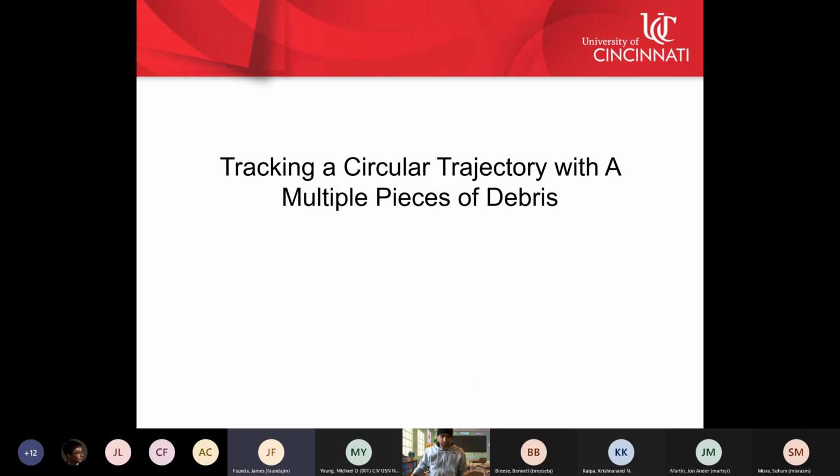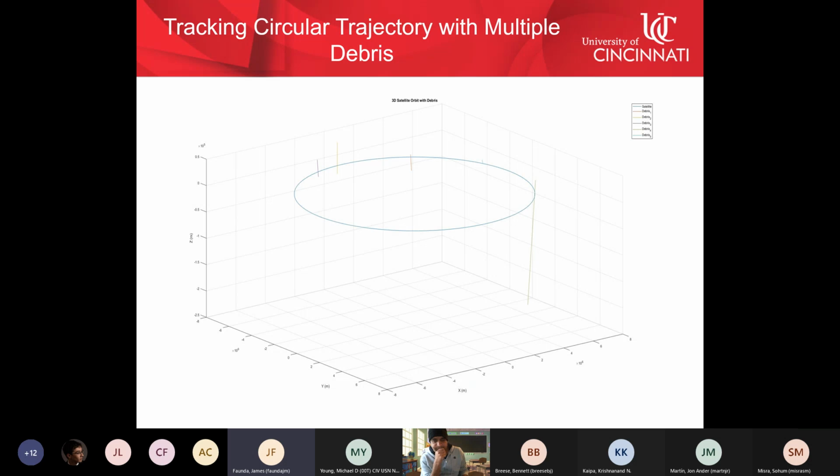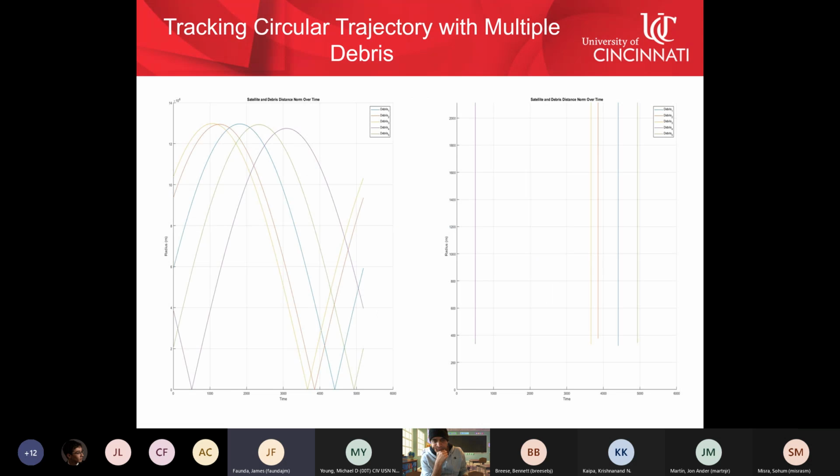Moving on to tracking a circular trajectory with multiple pieces of debris. As we can see, we have about 5 debris particles within this simulation, randomly generated around the reference circular trajectory. We use the same measure to determine the distance norm over time and make sure that's within acceptable range. And on the right-hand side, we can see that all of them hover above about 300 meters.